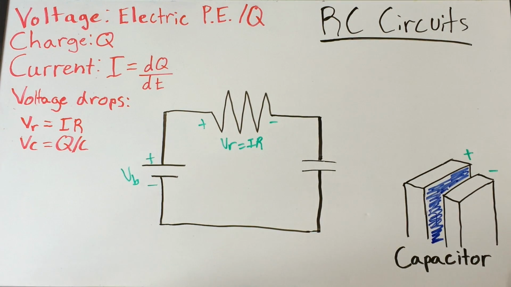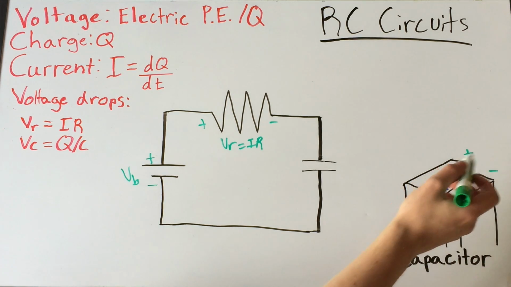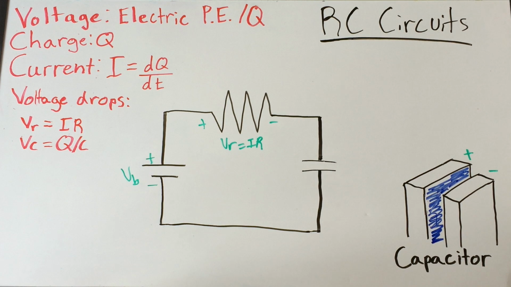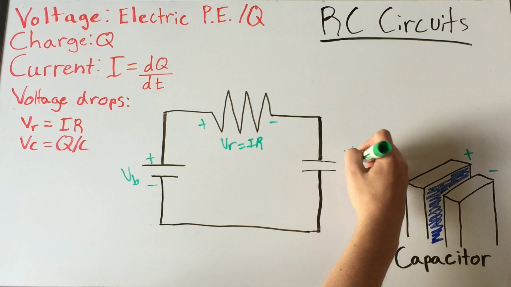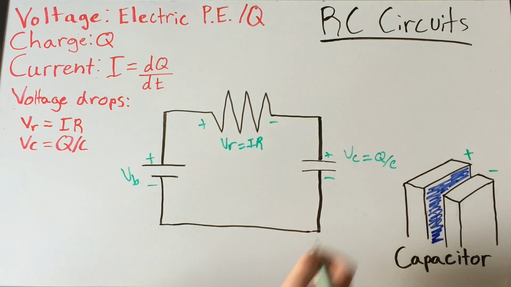A capacitor is made of two plates, one positively charged and one negatively charged, with an insulator in between. Capacitors have a voltage drop, which is proportional to the charge, and written as V equals Q over C, where C is the capacitance of the capacitor. When capacitors are fully charged, they let no current through.